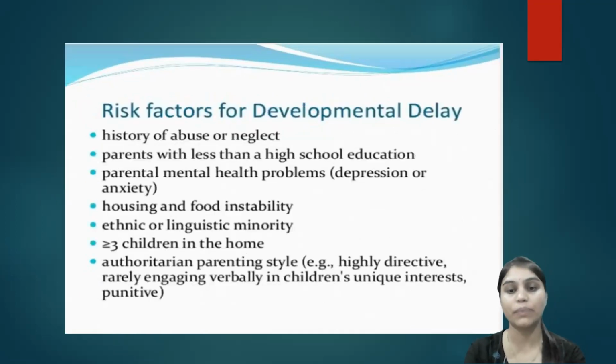Risk factors for developmental delay. First, history of abuse or neglect. Second, parents with less than a high school education. Third, parental mental health problems, depression or anxiety. Fourth, housing and food instability. Fifth, ethnic or linguistic minority. Next, a greater number of children in the home. Next, authoritarian parenting style, for example, highly directive, rarely engaging verbally in the children's unique interests.